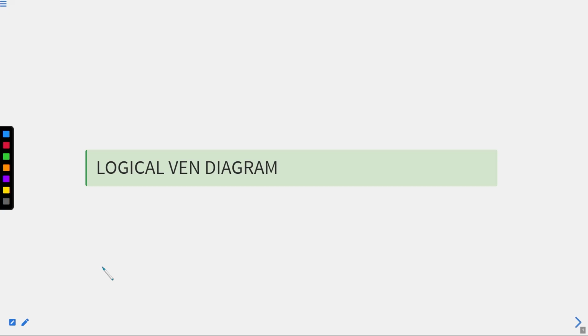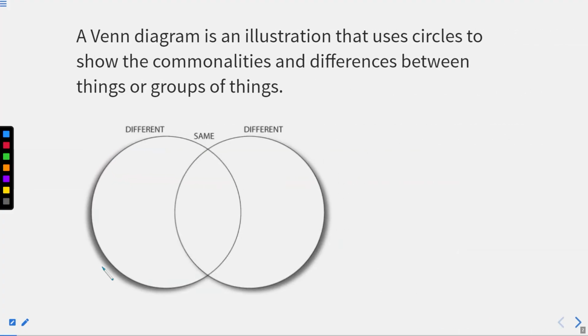Today, in the series, we are starting with a new chapter named Logical Venn Diagram. So, you must have a question in your mind: what exactly is a Venn diagram? I'll first explain what exactly a Venn diagram is, and then I'll explain how it is used, right?